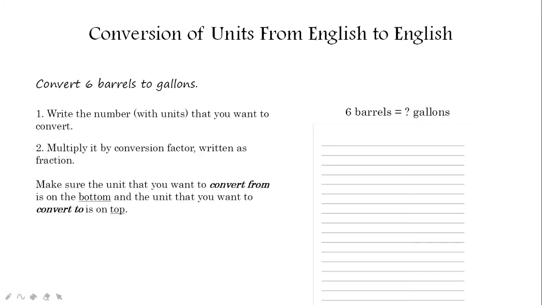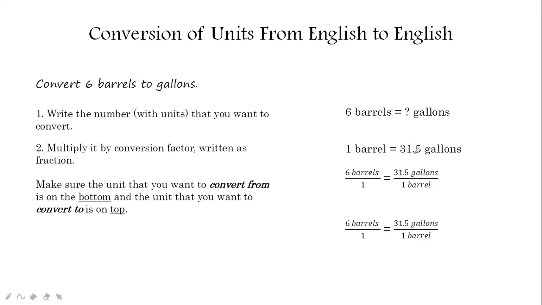So, multiply it by conversion factor written as fraction. Make sure the unit that you want to convert from is on the bottom. So, dapat si barrels nasa denominator, and the unit that you want to convert to, kung ano yung pagko-convertan natin is on top. So, yung gallons dapat ay nasa numerator. Okay, so ito siya. So, 1 barrel is equal to 31.5 gallons. Ito yung nasa English system of measurement.